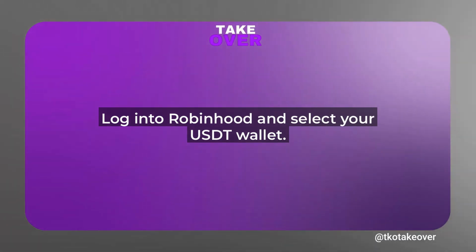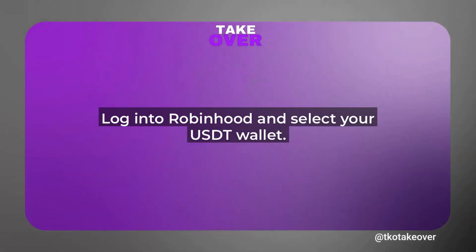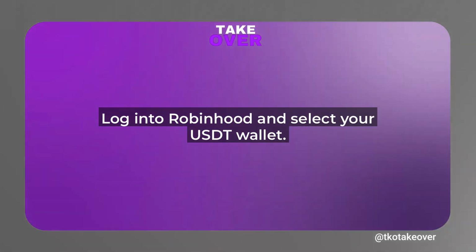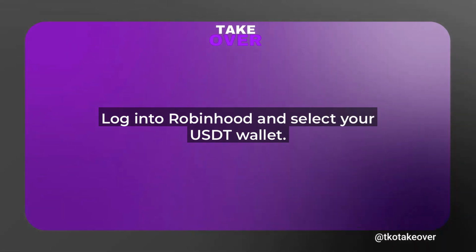Step 1. Log into your Robinhood app or website. Navigate to your crypto wallet section and select USDT from your holdings. Once you're there, look for the Withdraw or Transfer option. It's usually easy to find.